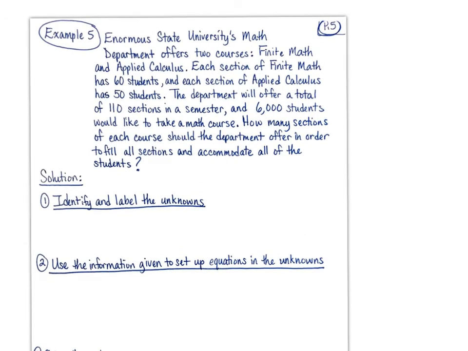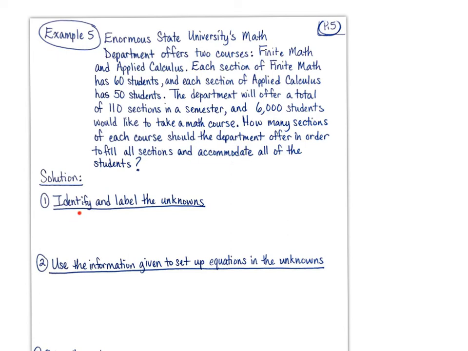Example 5 says, Enormous State University's math department offers 2 courses, finite math and applied calculus. Each section of finite math has 60 students, and each section of applied calculus has 50 students. The department will offer a total of 110 sections in a semester, and 6,000 students would like to take a math course. How many sections of each course should the department offer in order to fill all sections and accommodate all of the students? Okay?